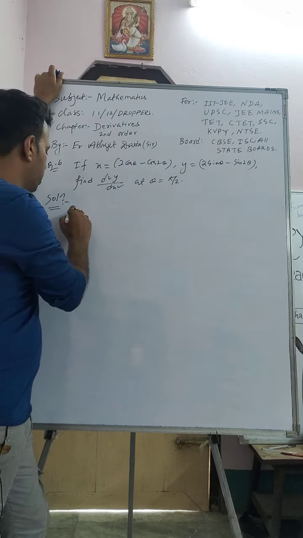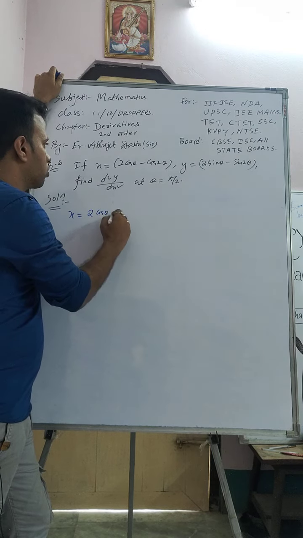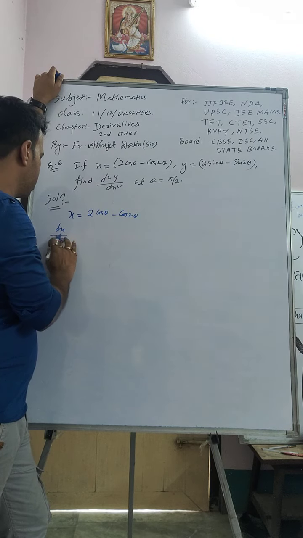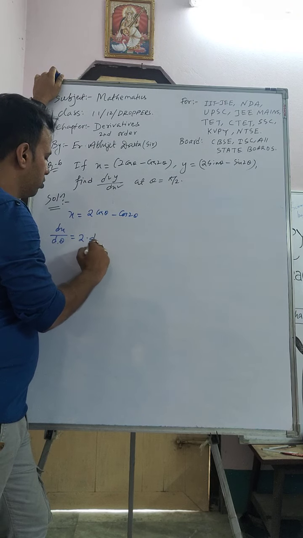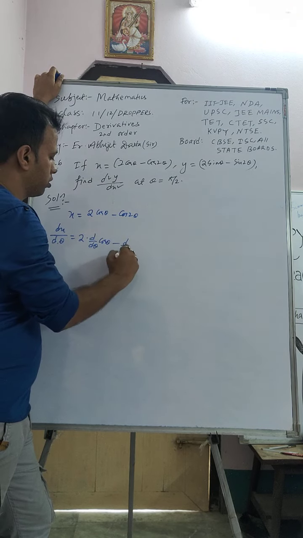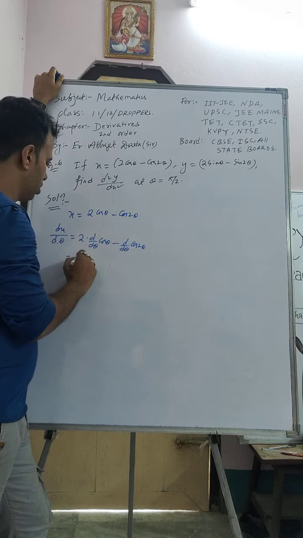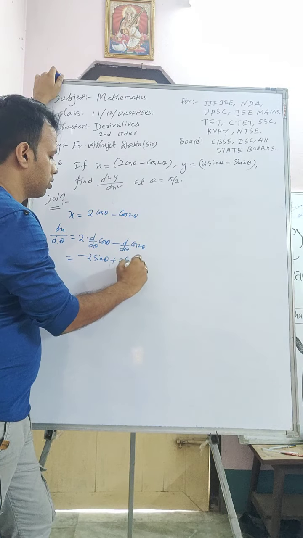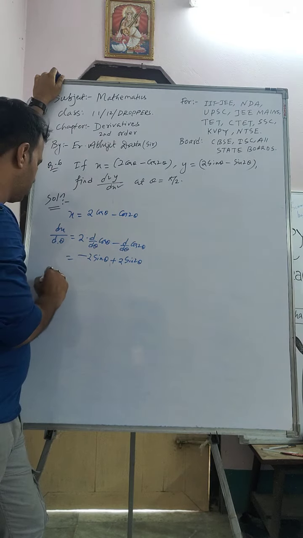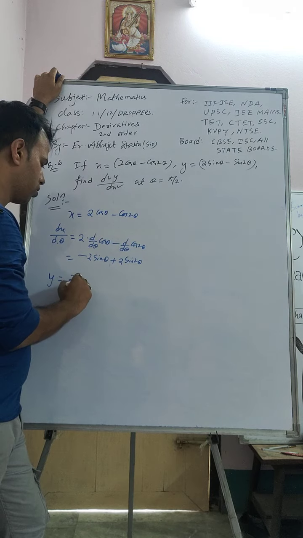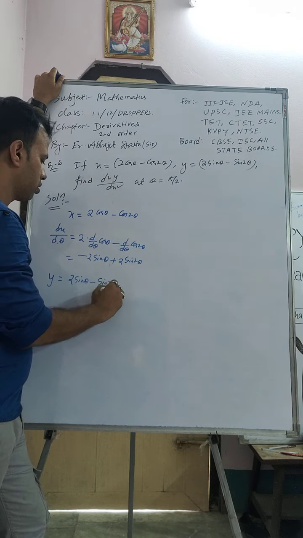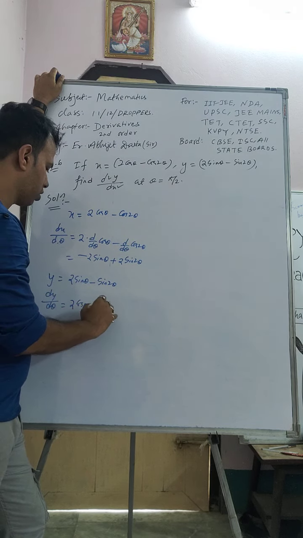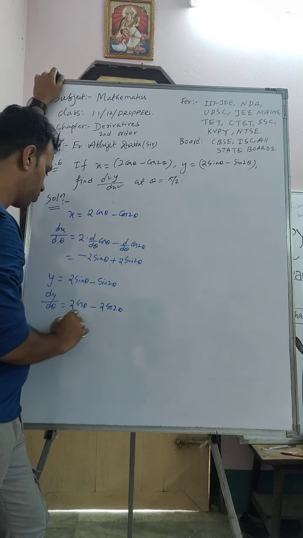Okay, so take this part, x equals 2 cos theta minus cos 2 theta. Now differentiate this part with respect to theta. So dx by d theta equals minus 2 sin theta, and minus minus means plus 2 sin 2 theta. Now I take the y part, sin 2 theta, and dy by d theta is cos theta minus 2 cos 2 theta.